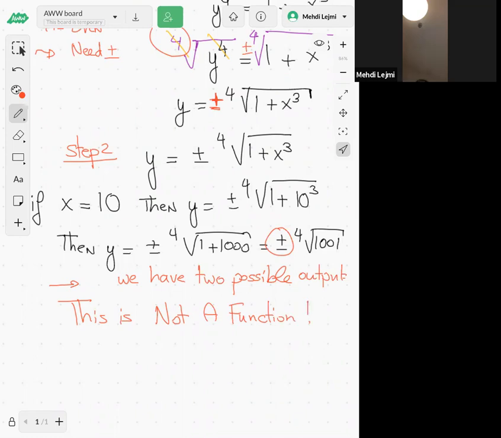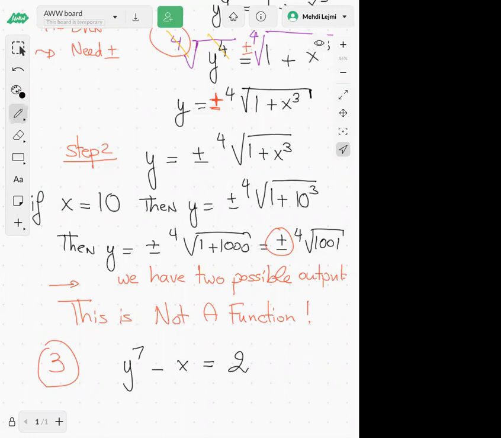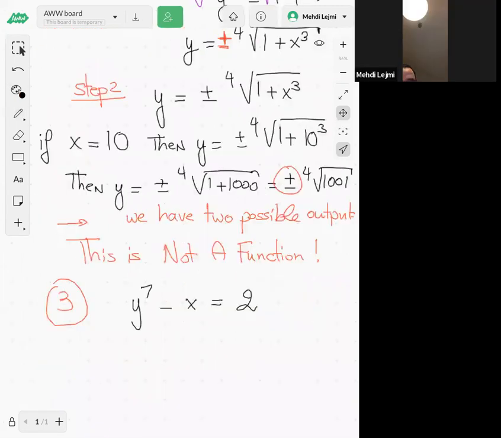Okay, so let's move to the next equation. Unless you have questions, guys, please don't be shy. Feel free to ask questions. So number 3, if I'm not mistaken, it's y to the power 7 minus x equal to 2. All right, any guess? Yes, it is a function.